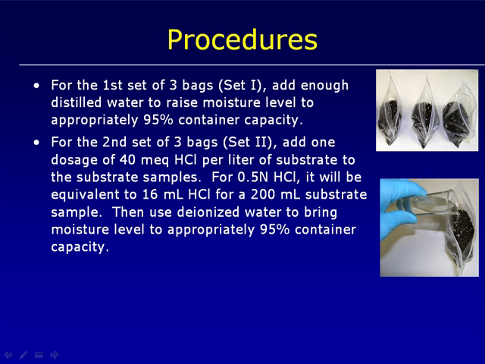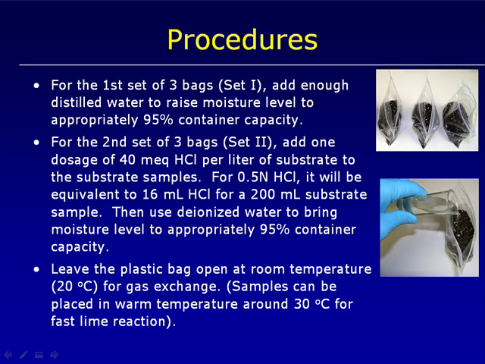For the second set of bags, you're going to add 40 milliequivalents of HCl per liter of substrate. And here there are some details about the steps that you would go through for adding the HCl. Leave the plastic bag at room temperature, around 20 degrees Celsius, for gas exchange. If you want to speed up the reaction, then it's possible to maintain those bags at a warmer temperature.